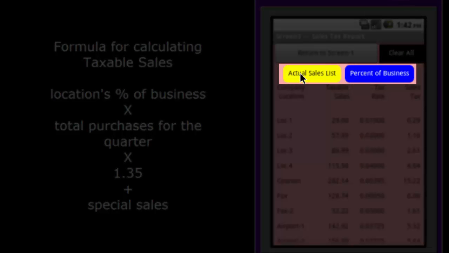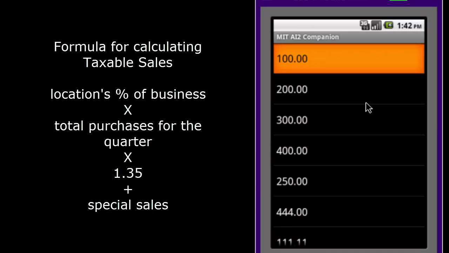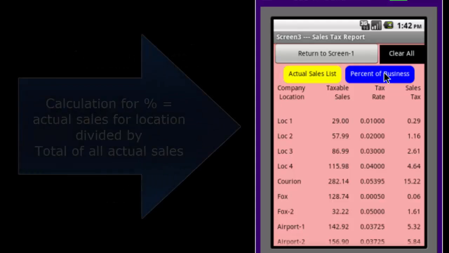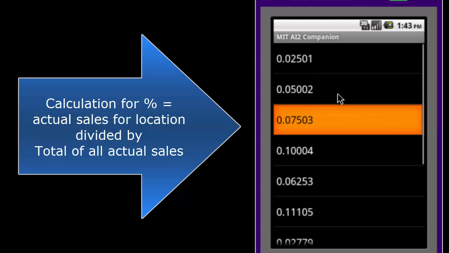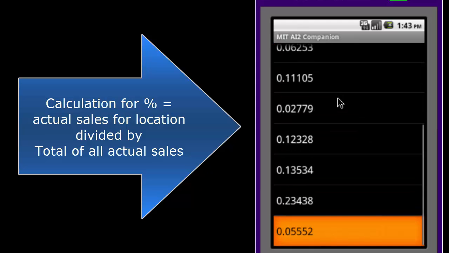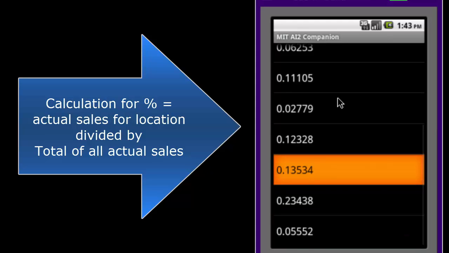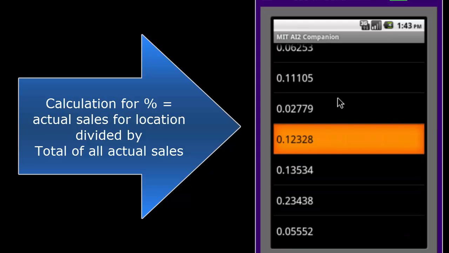But let me explain these two buttons, the actual sales list and the percent of business. First, the actual sales list. We get a list of the actual sales that were recorded by the vending machines for which the percent of business were calculated. Percent of business, these percents are the ones used in the formula to calculate the taxable sales, which are the sales that are reported on the report and sent to Jeff City. These percents could be used to improve your business by finding out which location is performing the best.